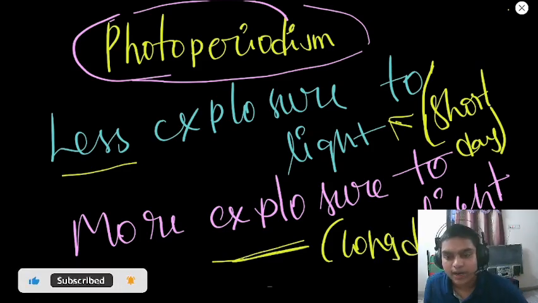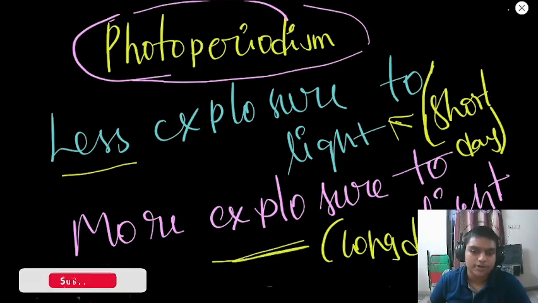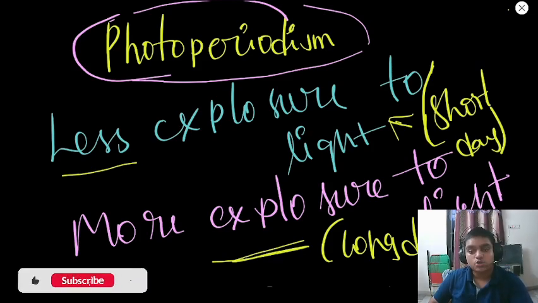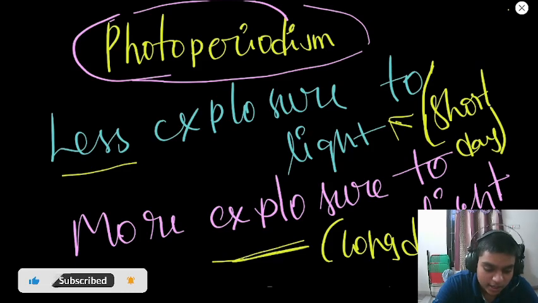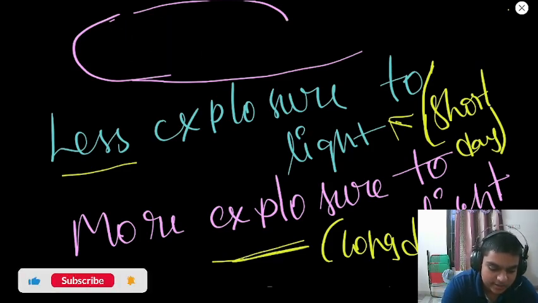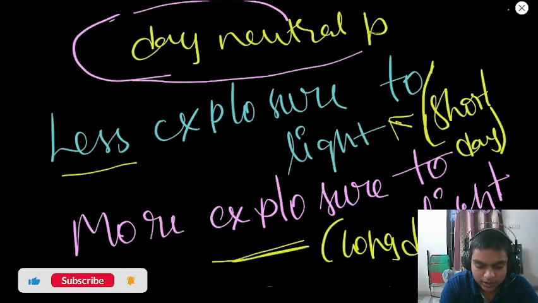The plants that need more exposure to light to produce flowers are termed long day plants. Long day plants. But some plants are neutral. They can produce flowers whether they are exposed to light or not. Those plants are called day neutral plants.